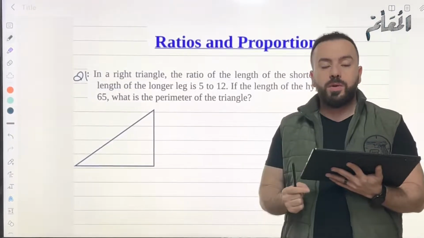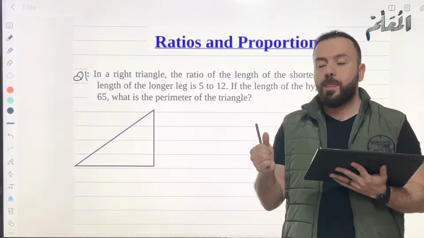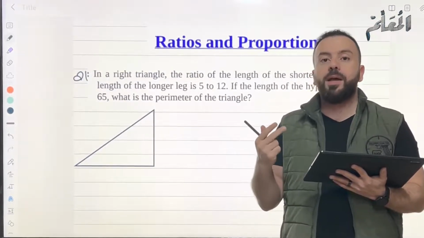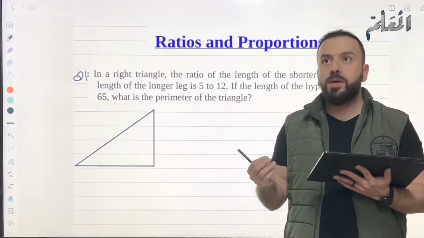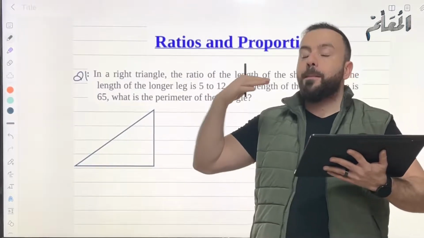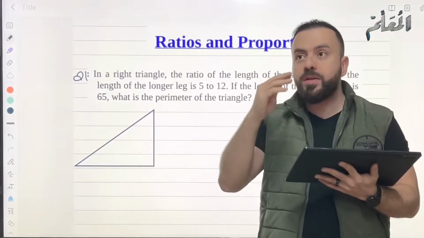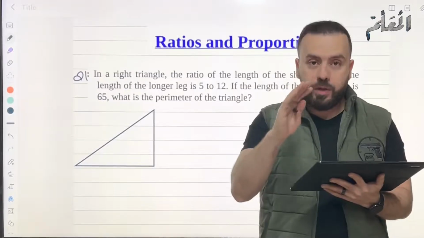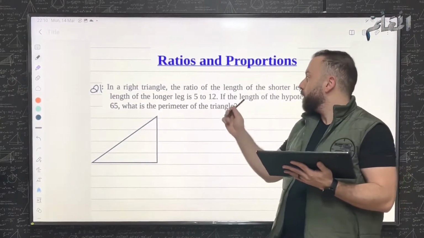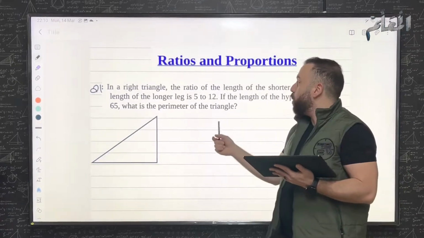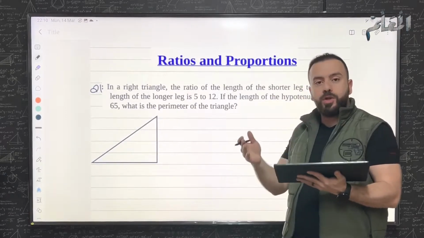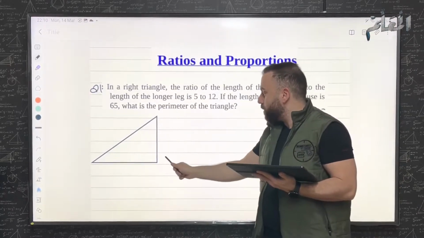It's a really critical question. The first thing, I don't know the side lengths. Second, how can I get them? Third, I need to make things obvious and clear using ratios. First step, check this. The ratio of 5 to 12 connects which sides? The shorter to the longer leg.